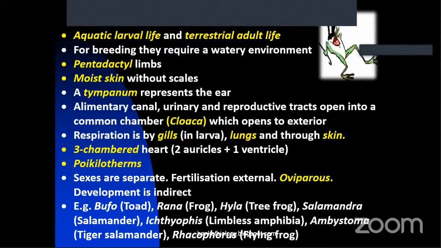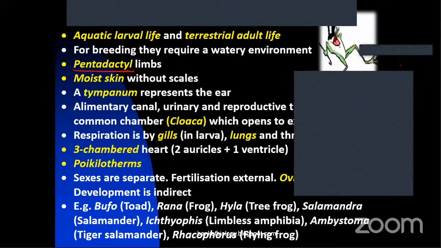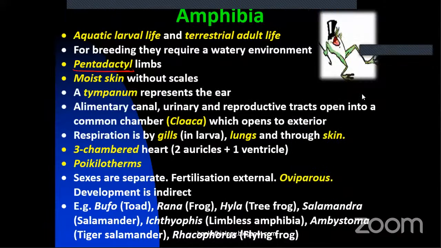They have pentadactyl limbs. That means they have 5 fingers. Very important. Pentadactyl, 5 fingers. Okay, then they have moist skin, without scales. So slimy skin without scales. Then tympanum. What is tympanum? Tympanum is a structure that will represent the ear. So they don't have an external ear like us. So they sense any vibrations. Okay.